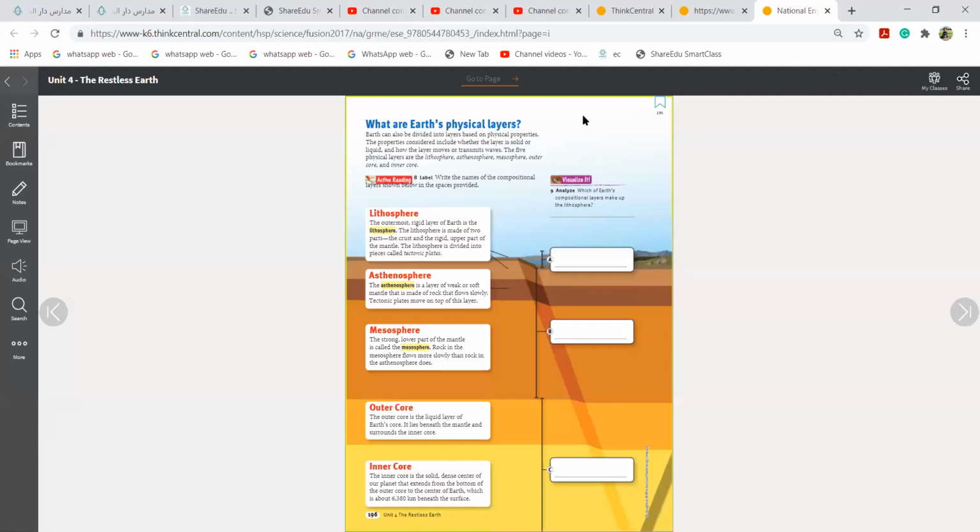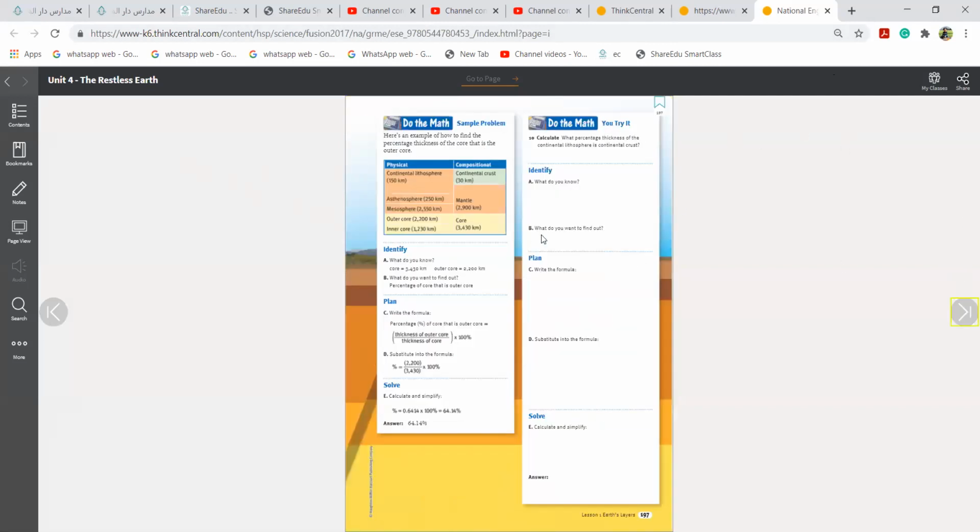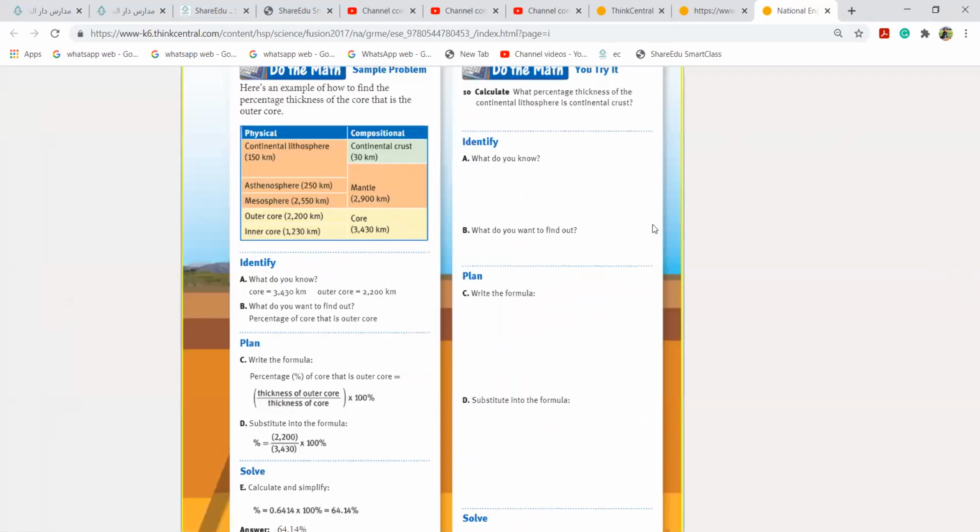We're continuing the same lesson as yesterday. Who will tell me the layers of Earth, the physical layers of Earth? Come on, try it. Lithosphere, very good.